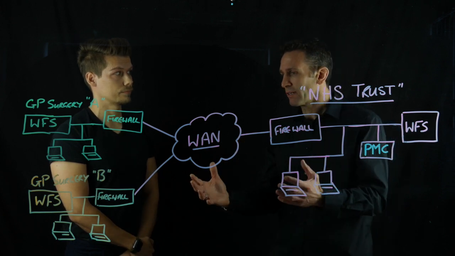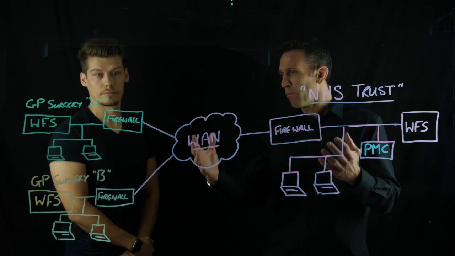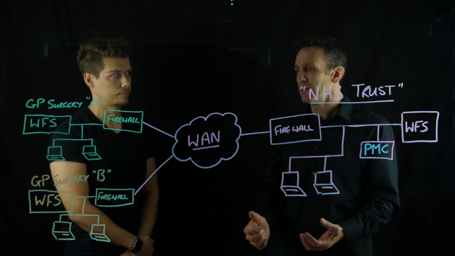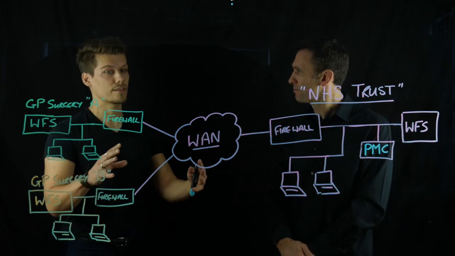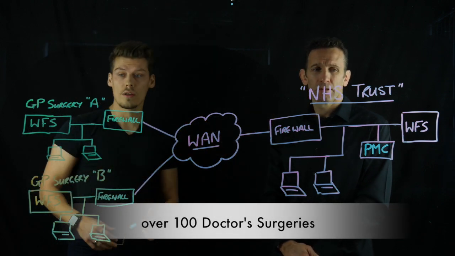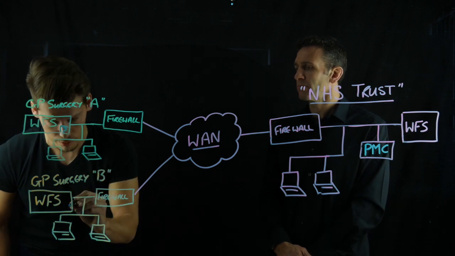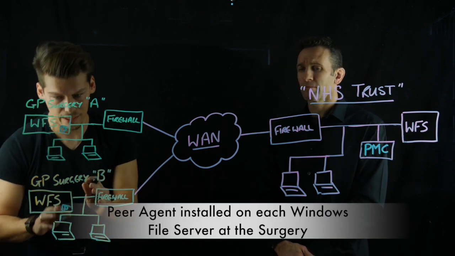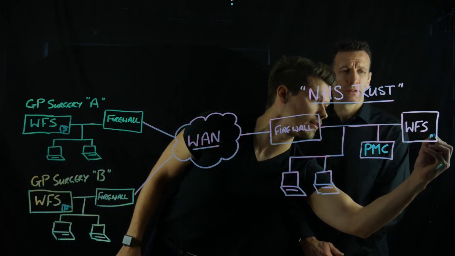Okay, so what did Peer Software do in this scenario then? So you've been contacted by the architect. He's explained the problem. What did you do? What infrastructure did we need to install? And how do we fix the problem? So the full architecture consisted of over 100 GP units and a data center. So we actually installed Peer Agent on each of the Windows file servers locally at the GP units. Okay, and here as well? And at the data center there as well.